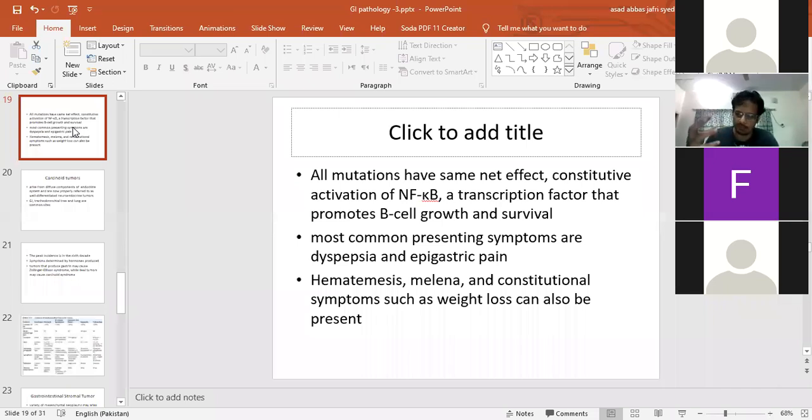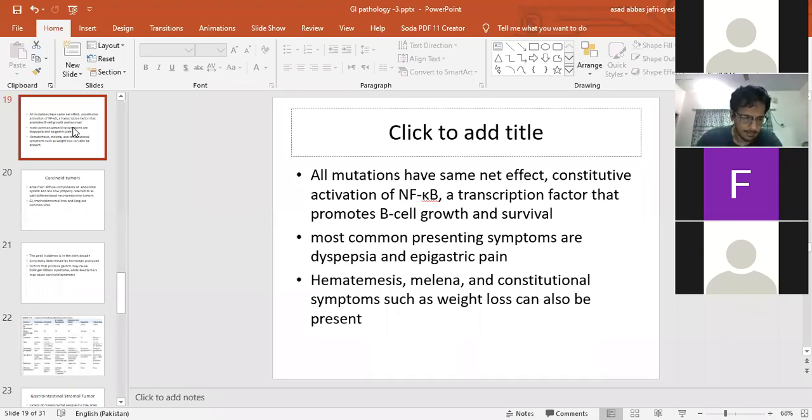All mutations have the same net effect, constitutive activation of nuclear factor kappa B, a transcription factor that promotes B cell growth and survival. Most common presenting symptoms are dyspepsia and epigastric pain, because obviously, as I told you, कि chronic gastritis की setting में होती है तो similar जो symptoms हैं वो overlap करते हैं. Hematemesis, melena, and constitutional symptoms such as weight loss can occur, and generally they are a marker that the chronic gastritis has progressed to something more sinister.